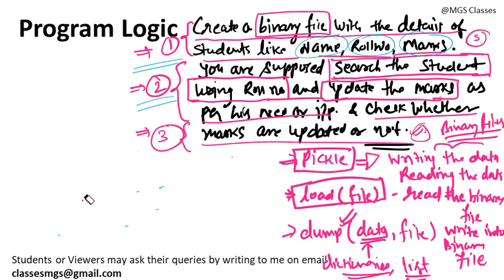This is the second portion of the program that we did yesterday like this. We will do this in the second portion. So in the second portion, what we are going to do is, now your file is ready. Now you are supposed to write the logic to take the student roll number and update the marks.